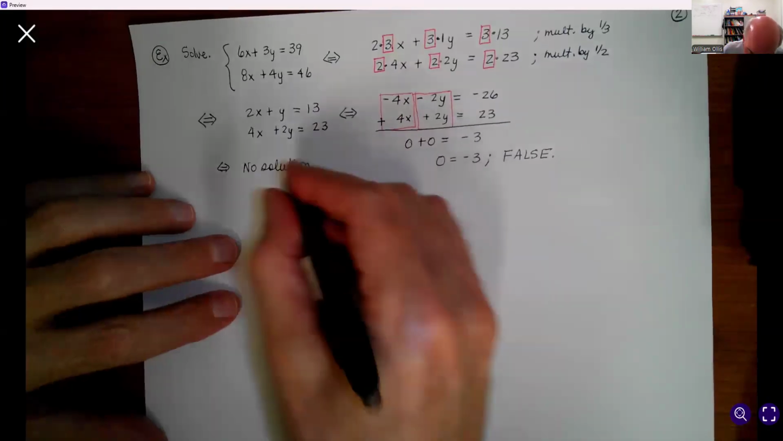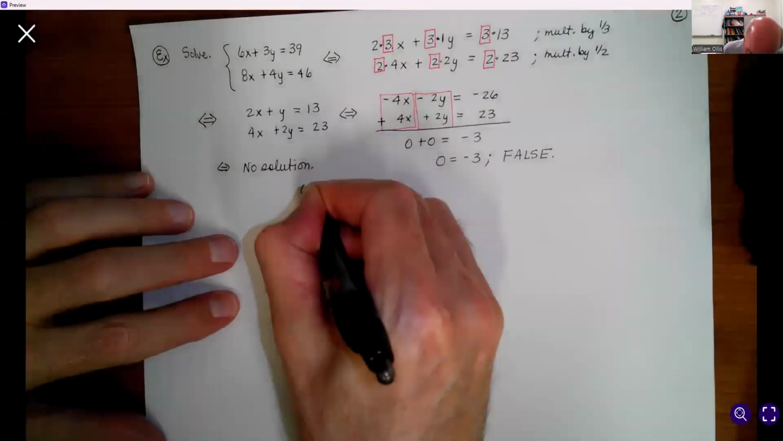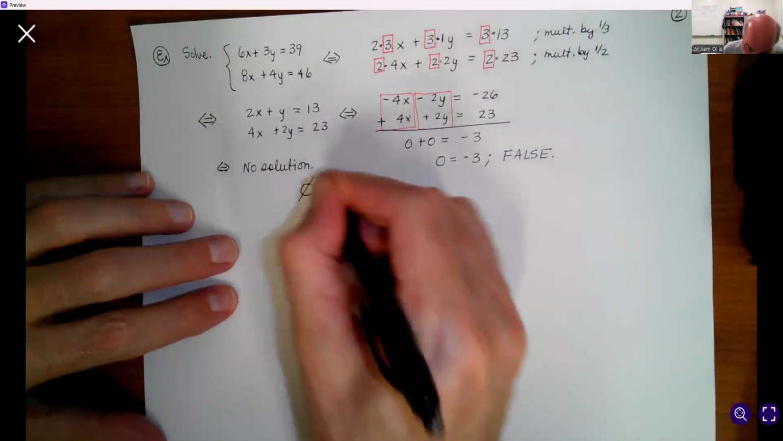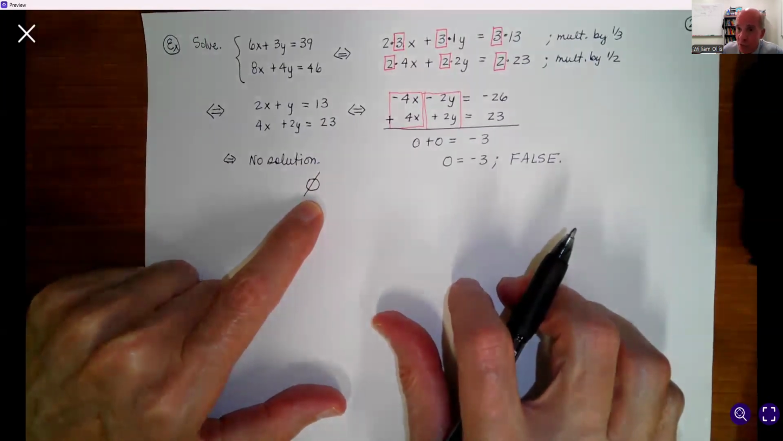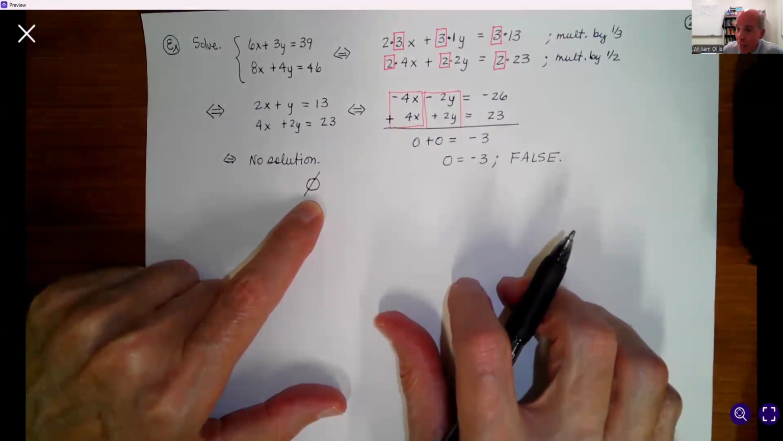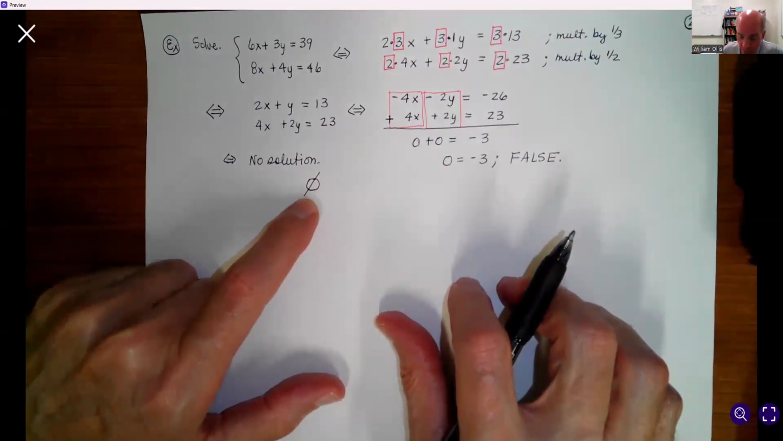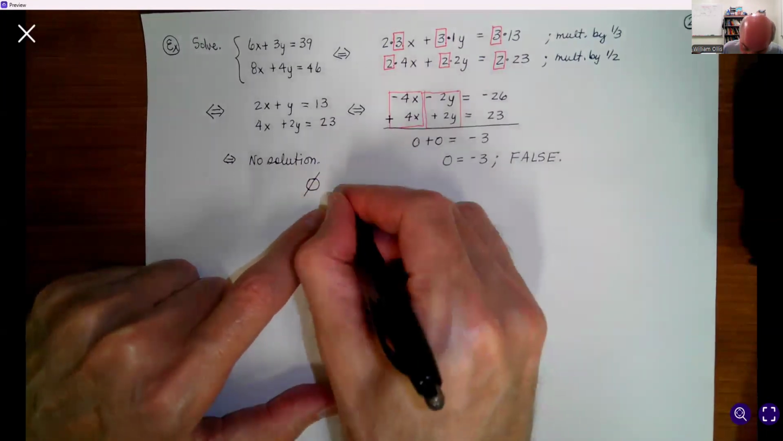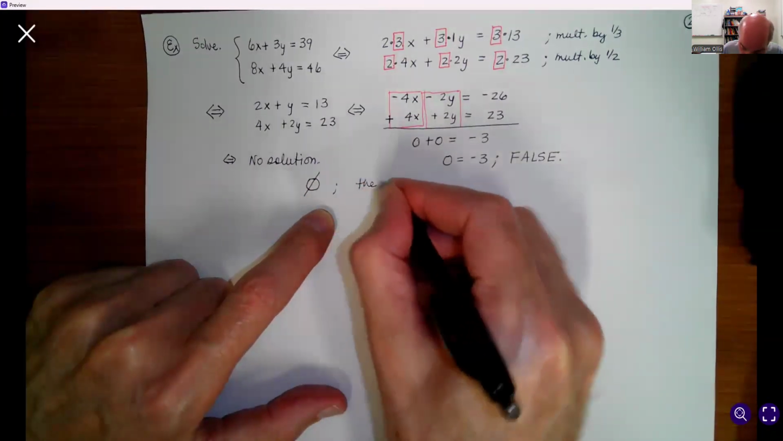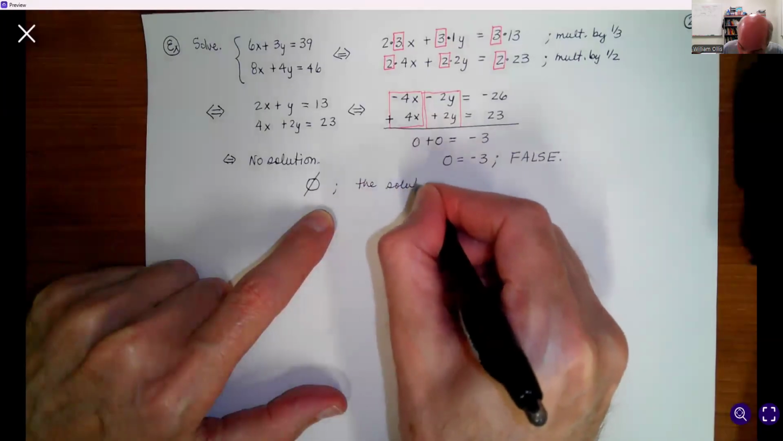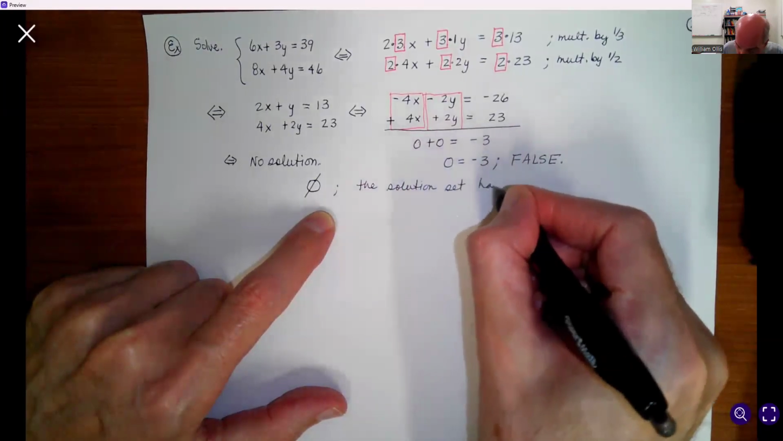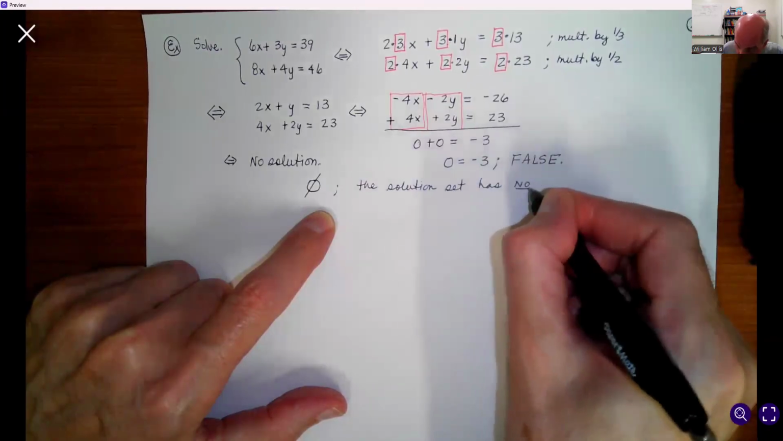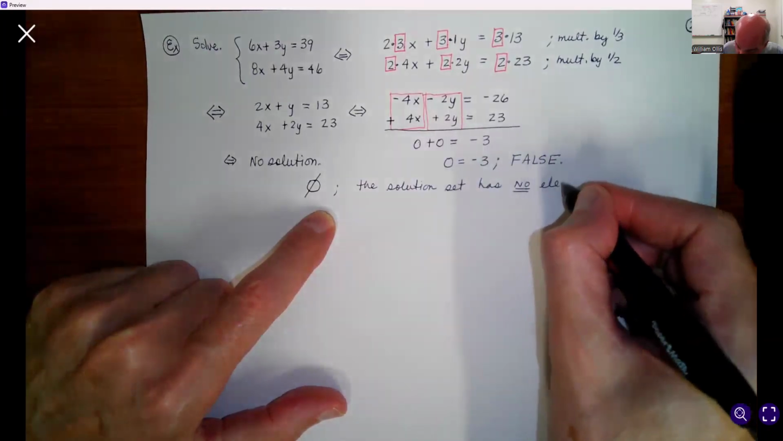So we say no solution, or if you like, we signify the lack of a solution by the symbol for the empty set. That means that the solution set in this case has no elements. So this symbol for the empty set means the set that has no elements. So we'll just say the solution set. This will be helpful when we get to logic. The solution set has no elements.